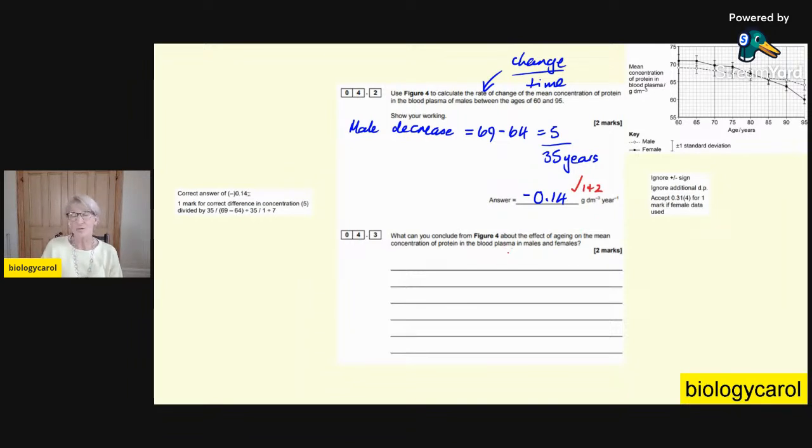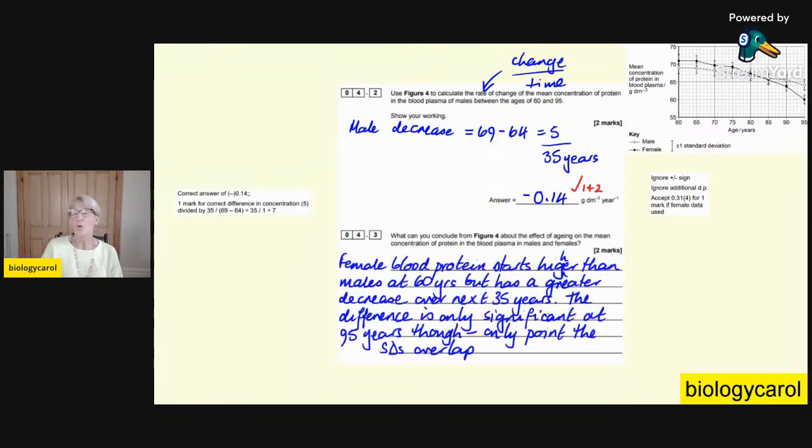What can you conclude from figure 2 about the effect of aging on the mean concentration of protein in the blood plasma in males and females? Here is what I wrote. Female blood protein starts higher than males at 60 years, but has a greater decrease over the next 35. The difference is only significant at 95 years. This is the only point at which the standard deviations didn't overlap.